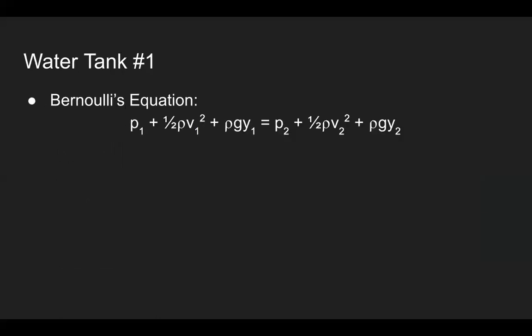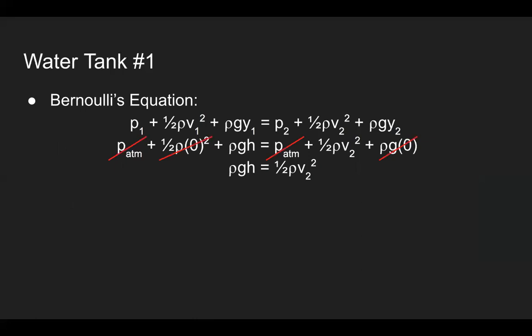We can now start with Bernoulli's equation and plug in what we know. Once we solve and simplify, the velocity at the hole for the water tank can be determined, which is the square root of 2gh.